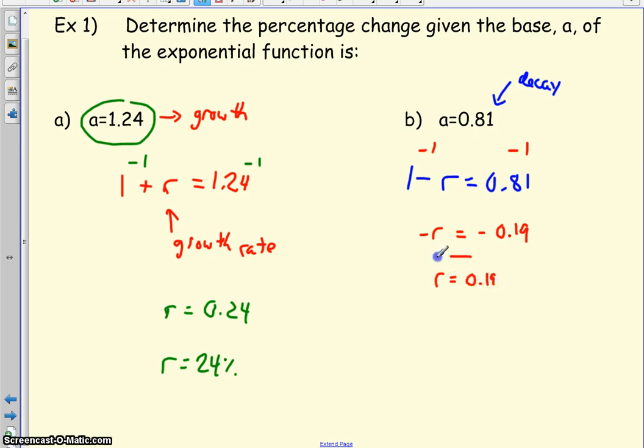So what this means is, again, we have decay of 19%. Okay, so you need to be able to recognize whether your base is modeling growth or decay, and if you're given a growth or decay rate, you need to be able to get the base from that. Okay, and you'll see that when we do some problems.